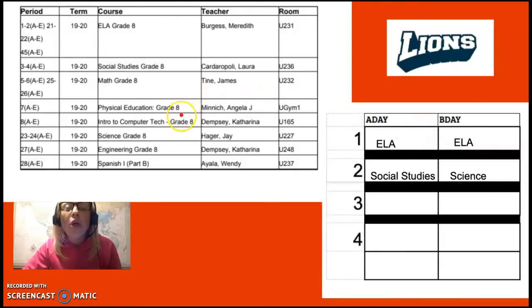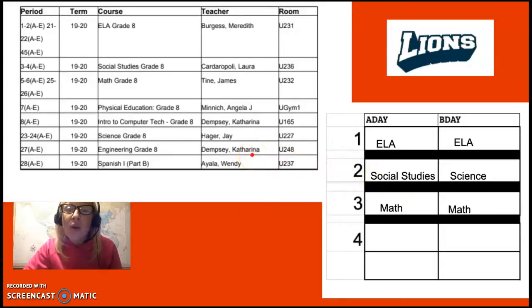The 8th grader's third period is the numbers 5, 6, and 25, 26. You'll notice how those also follow a pattern. This is their third block class, and it has 5, 6, and 25, 26 because, like before, math and English language arts will go every single day for 90 minutes on A-day and B-day.